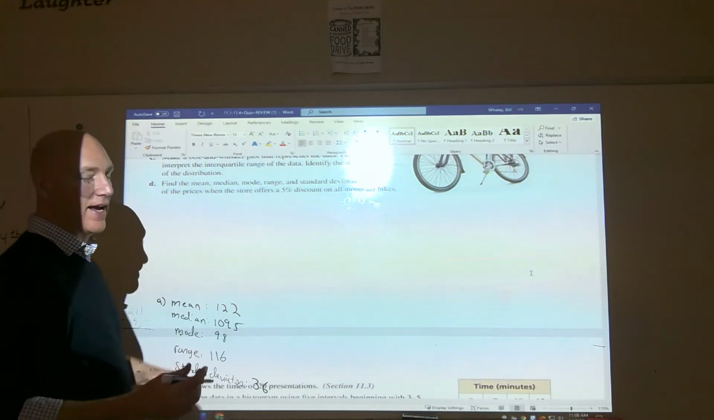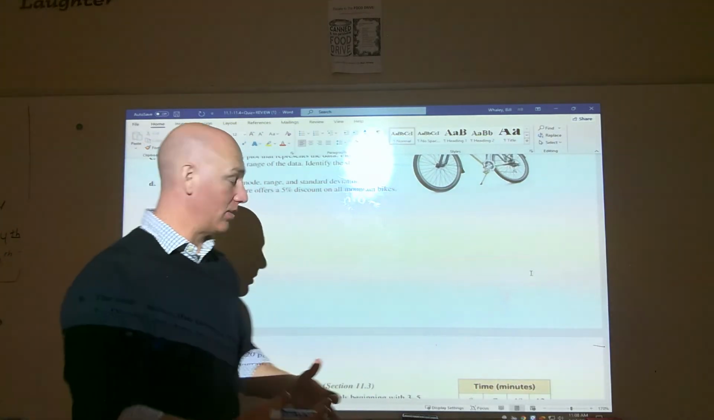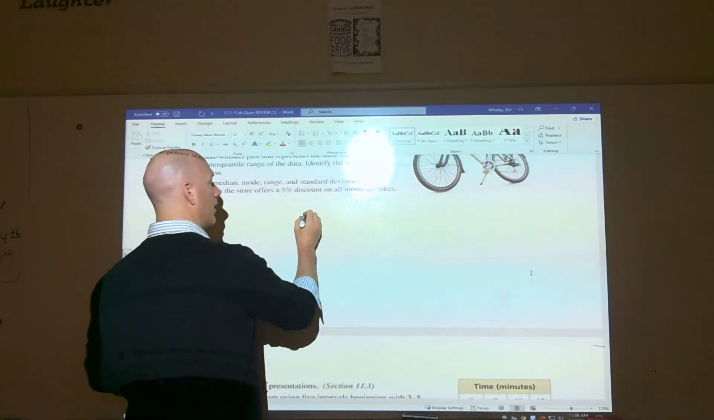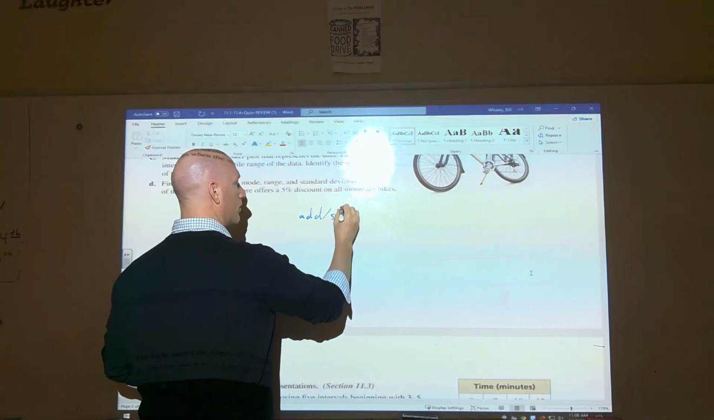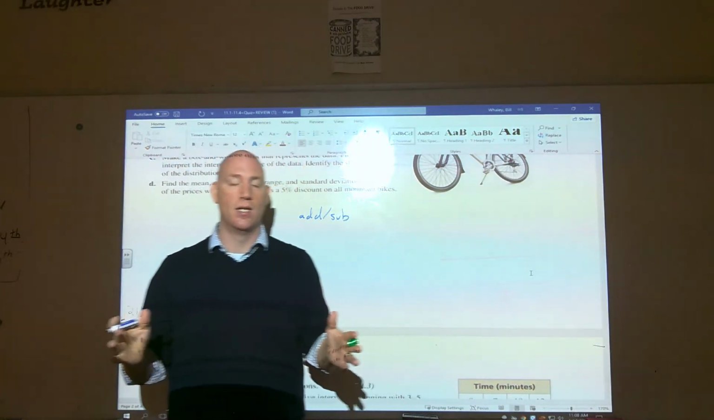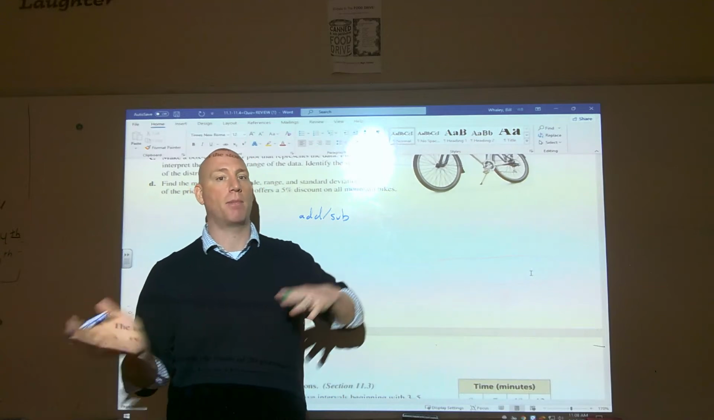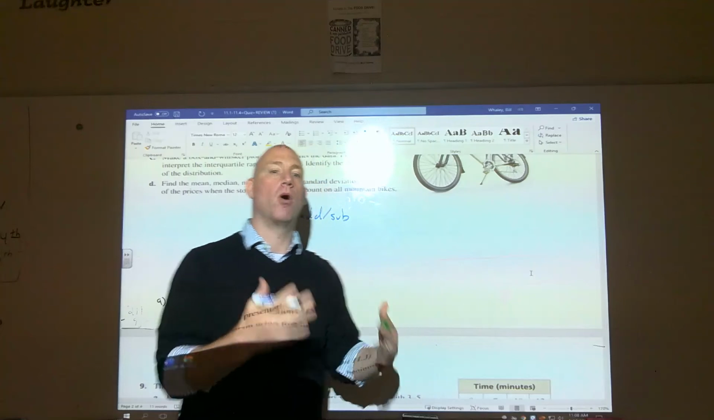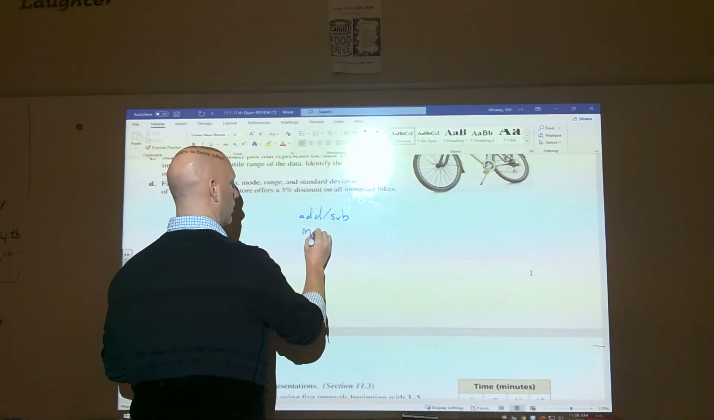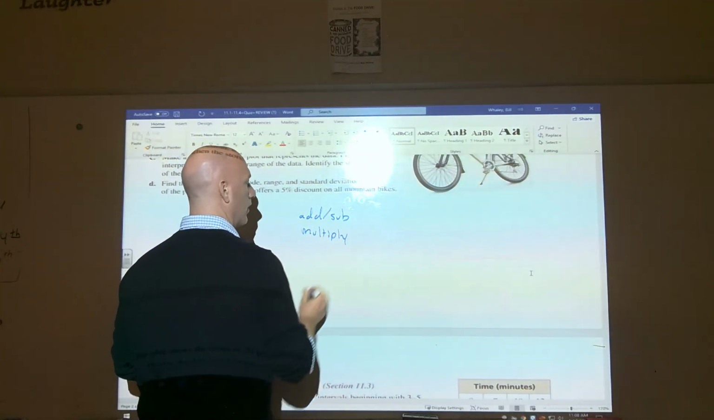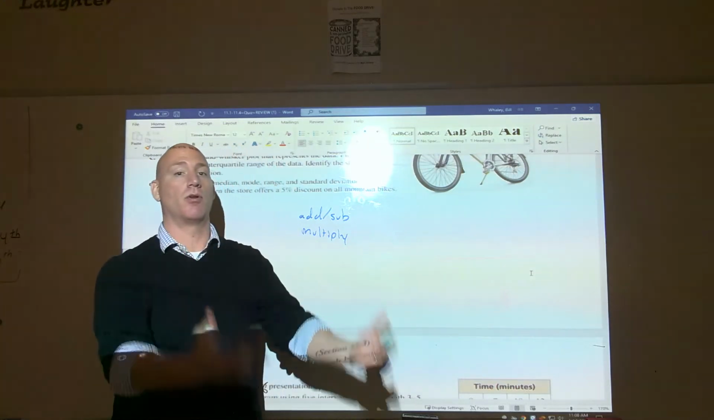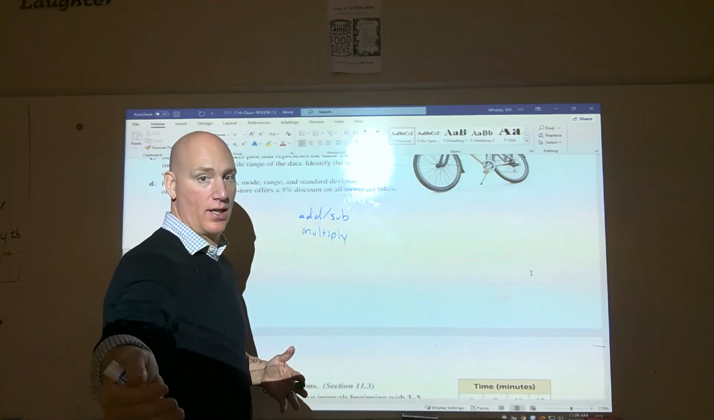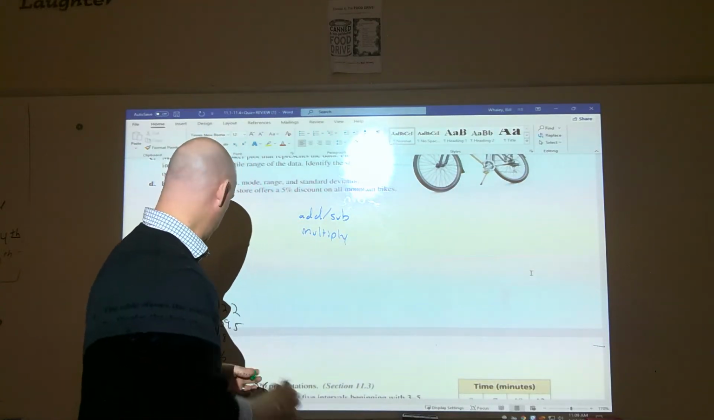So we looked at changing data sets in class. If you have a data set, you can add or subtract to that whole data set. It'd be like if I increase the price of every bike by $10, what would happen to all of my numbers? Or you can multiply every number in the data set. Let's say I doubled the price of every bike. This means the data sets change, but not everything changes.